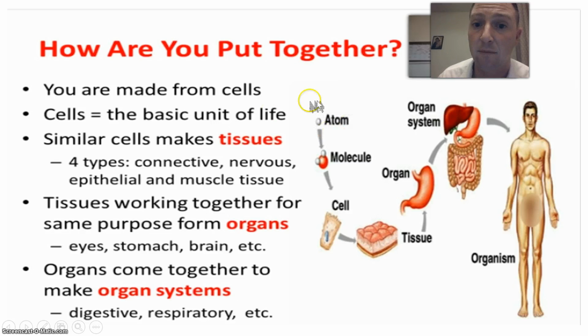Okay? Atoms are the basic unit of matter in the universe. They make molecules. Molecules make cells. Cells make tissues. Tissues make organs. Organs make organ systems, which make the whole organism. Cool? Alright, we want to understand this level, this hierarchy, this order, how you are put together.